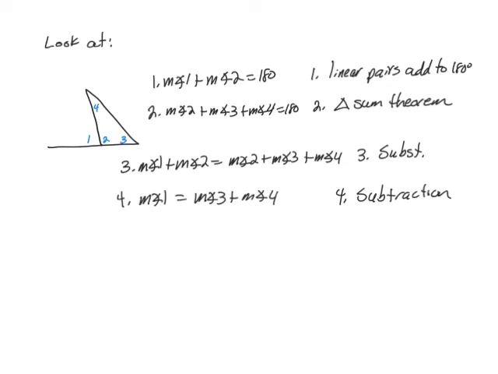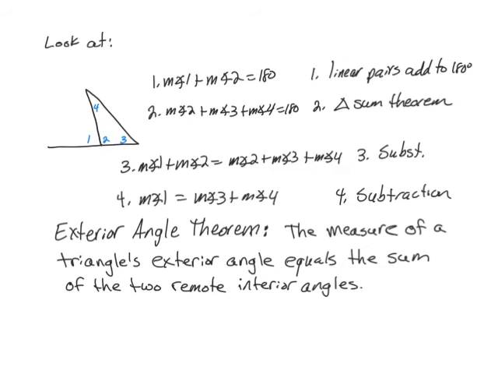So what we just proved here, the measure of angle 1, this exterior angle, is equal to the sum of the 2 remote interior angles. If you look at this, angle 1 is equal to angle 3 plus 4. So that's called the exterior angle theorem. Okay, and here's what it says. The measure of a triangle's exterior angle equals the sum of the 2 remote interior angles. So angle 1 is going to be equal to 3 plus 4.